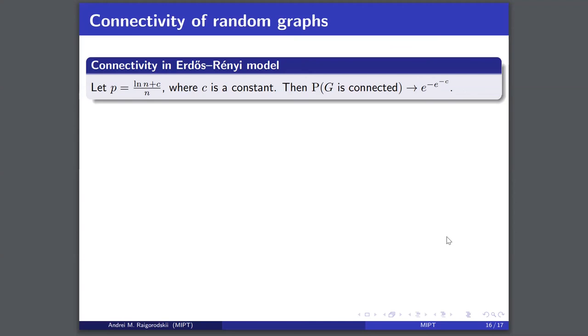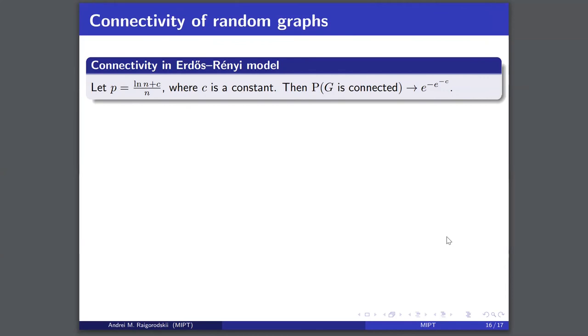In this case, the probability that a graph G is connected tends to e to the power minus e to the power minus c. You see? So what does it mean? It means that log n over n, this fraction, is a very sharp threshold for connectivity.